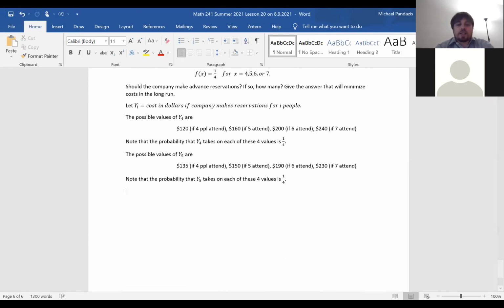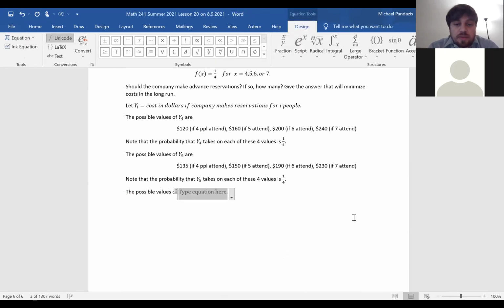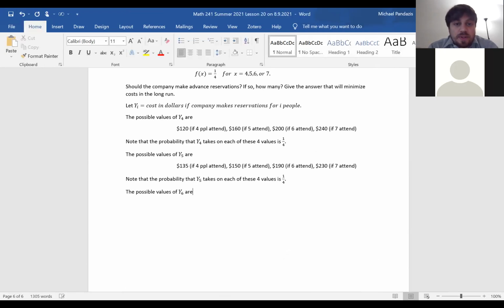Okay, the possible values of y sub 6 are, again, the possibilities: if 4 people attend, if 5 attend, if 6 attend, if 7 attend.